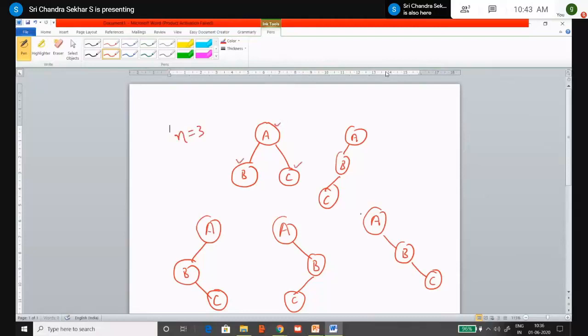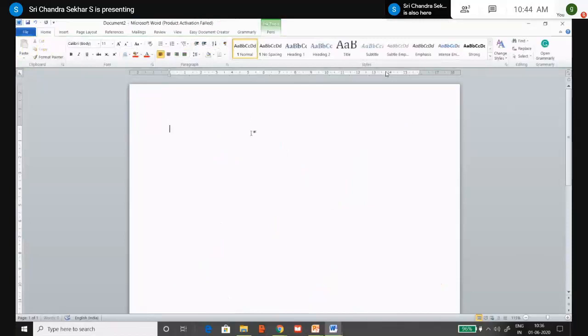In any diagram, out of these 5 diagrams, you can observe that the number of edges, if n is equal to 3, is nothing but 2. If you take this diagram, we have 2 edges. Similarly, if you take this diagram, we have 2 edges. Similarly this one, 2. All these figures have edges as n minus 1. So, for example, if I draw another binary tree with n is equal to 4, let me draw this also.